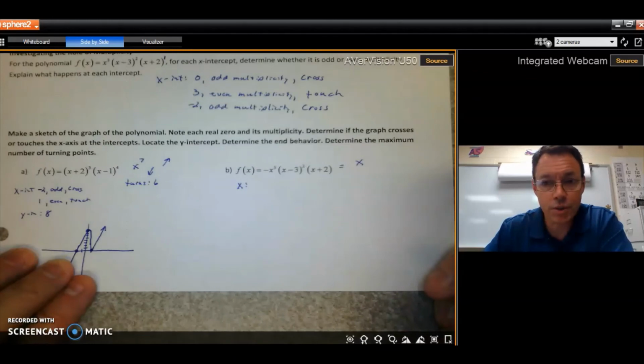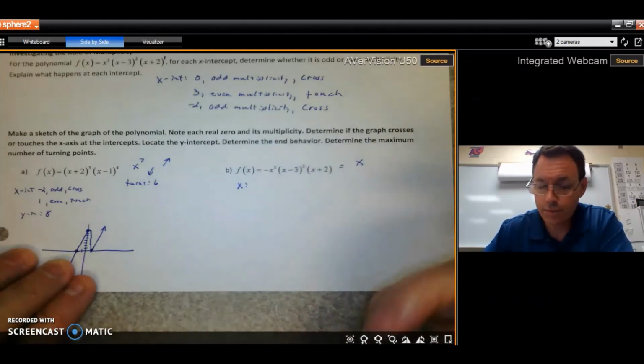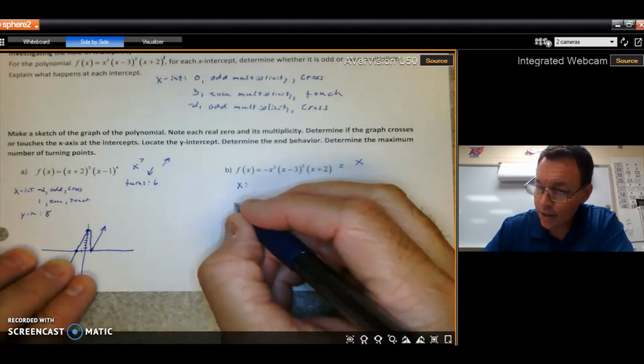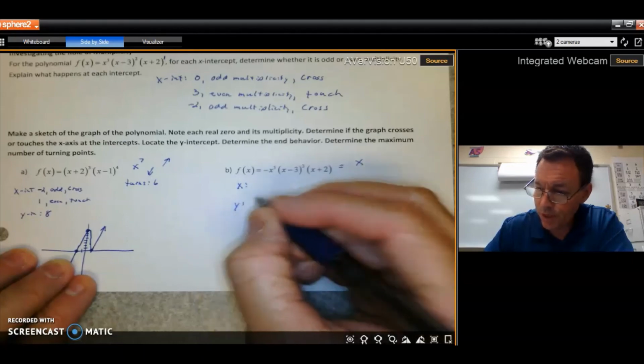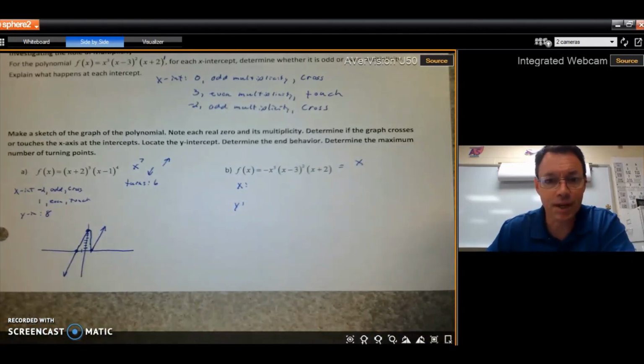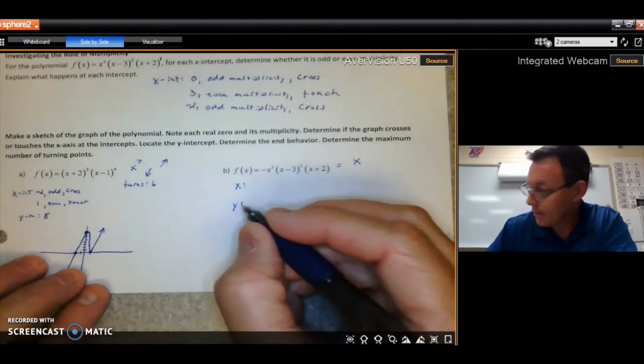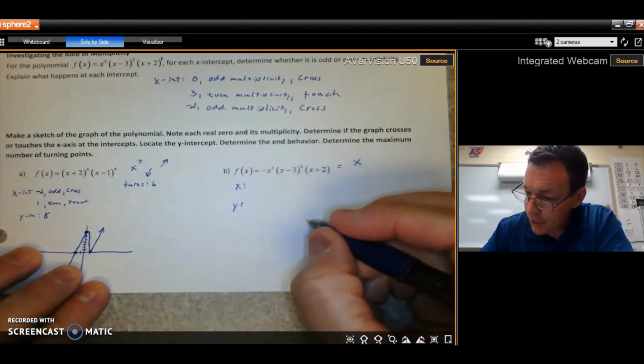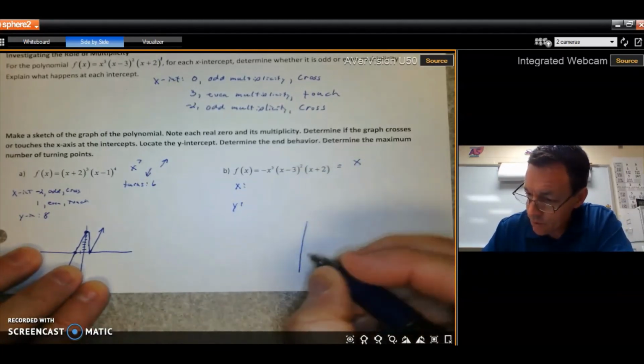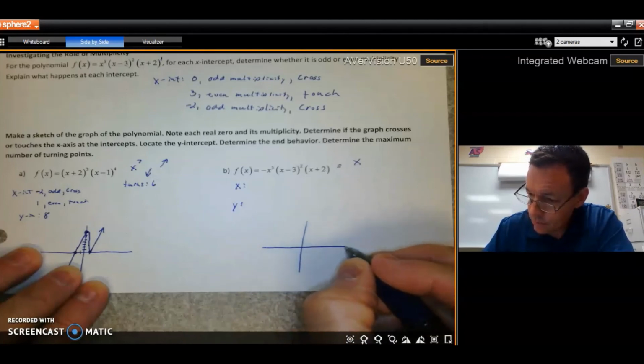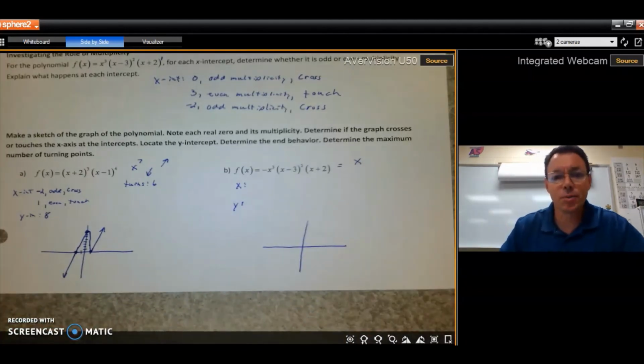Okay, figure out your x-intercepts. And then what it's going to do with those x-intercepts, cross or touch. Figure out your y-intercept. Your y-intercept, if you just plug 0 in for your x's, you can simplify and figure out where your y-intercept is. And then make a little sketch down here of what the graph of this polynomial would look like. Okay, so I'm going to pause this. Why don't you pause this as well and try this out.